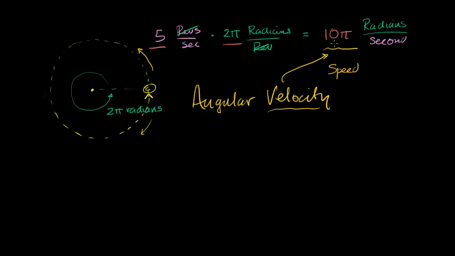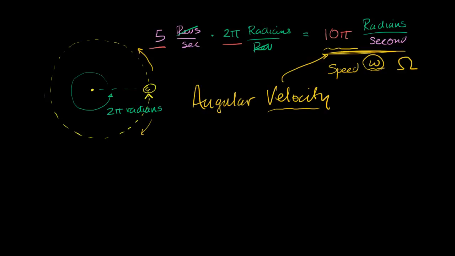So this right over here, this 10 pi radians per second, we could call its angular velocity. And this tends to be denoted by an omega. A lowercase omega right there. An uppercase omega looks like this. Lowercase omega is what people tend to use for angular velocity. So there's a couple of ways that you could think about it.